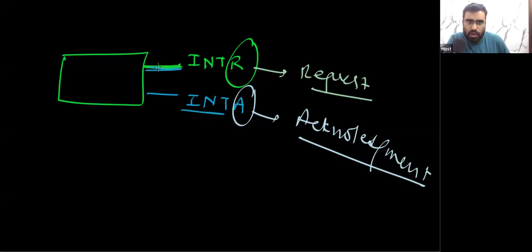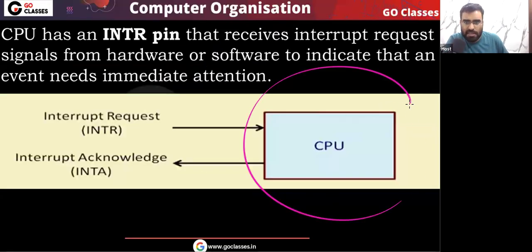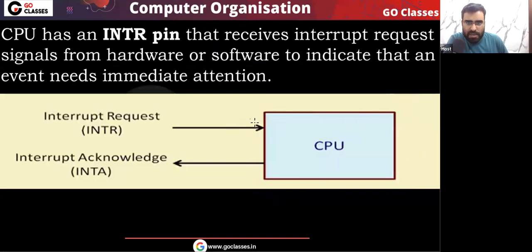So remember, this control signal will come from the IO device, and this control signal will go to the IO device. On the interrupt request pin, the IO device will send the interrupt request, and the CPU will send the acknowledgement to the IO device. So this is the diagram. There is a CPU with a hardware pin for interrupt request and a pin for interrupt acknowledgement. Some IO device can send an interrupt request. This control line is from the IO device to the CPU, and this acknowledgement will be sent by the CPU to the IO device.